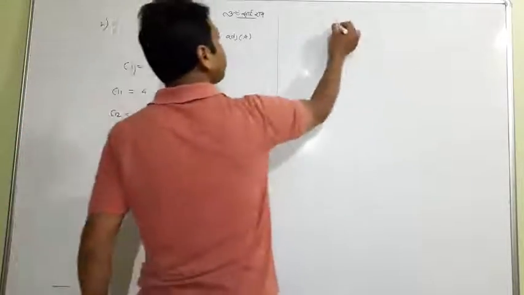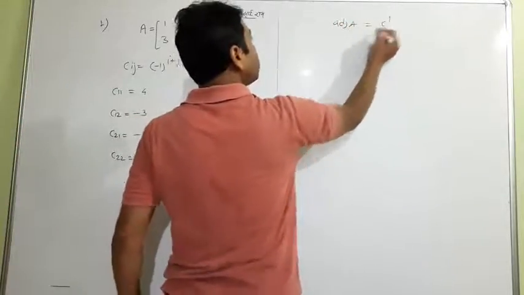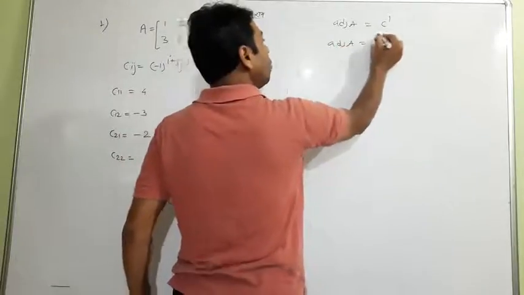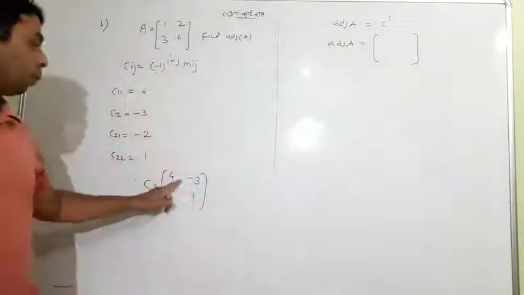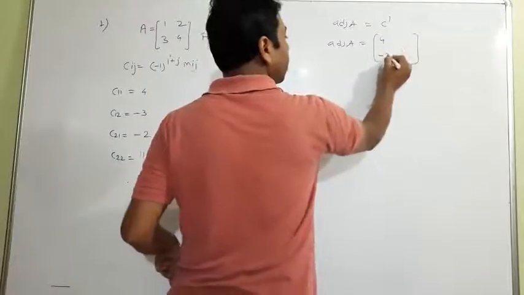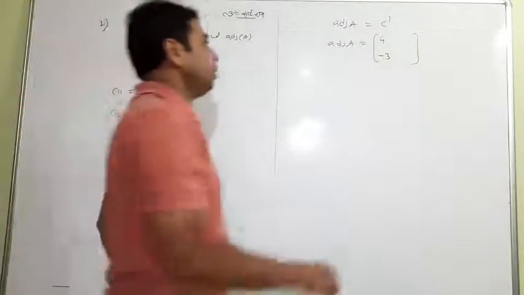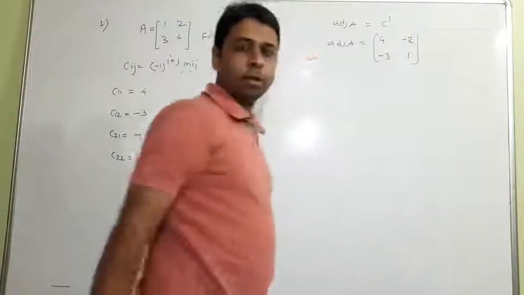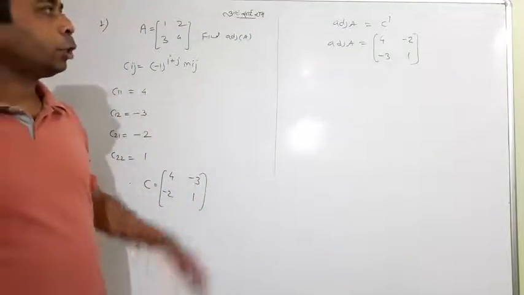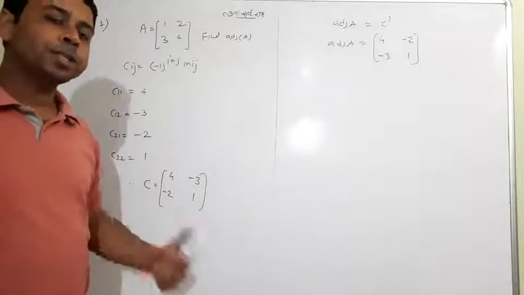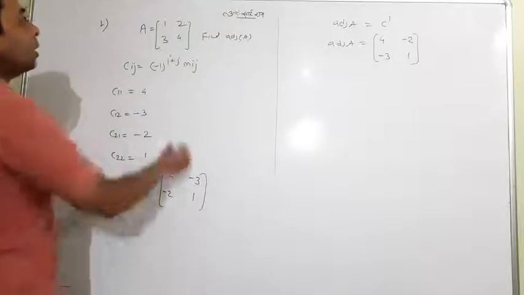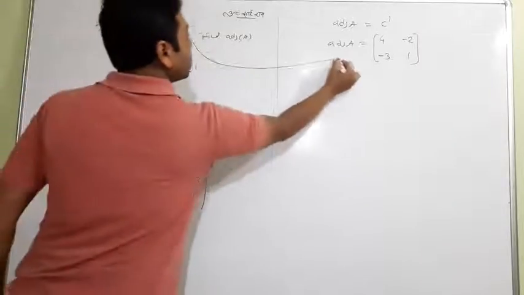Look here. Adjoint of A is C dash, and what is C dash? This 4, -3 will be written in the column, and -2 and 1 will be written like that. And now look, you got the answer. So what was the trick? Actually, just match this and this.